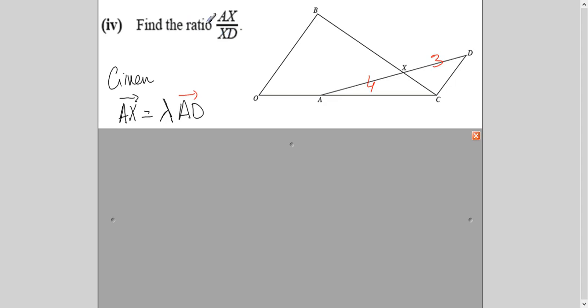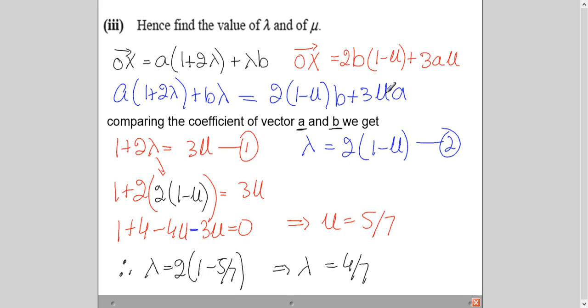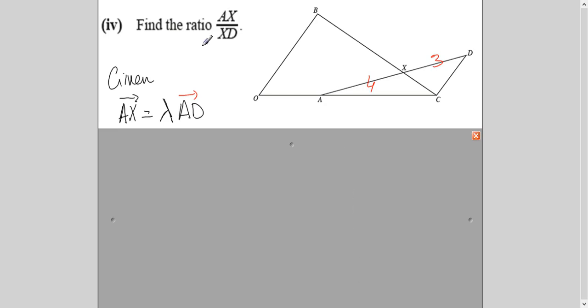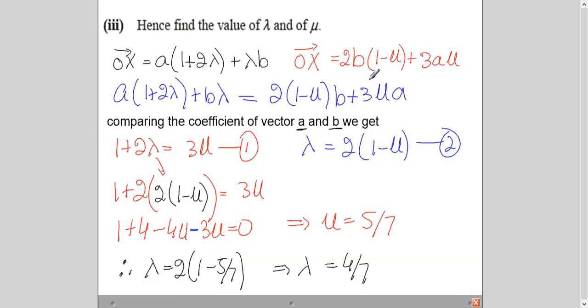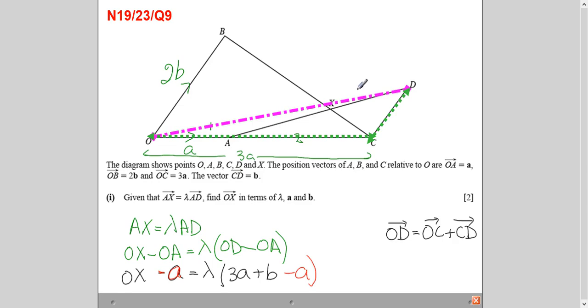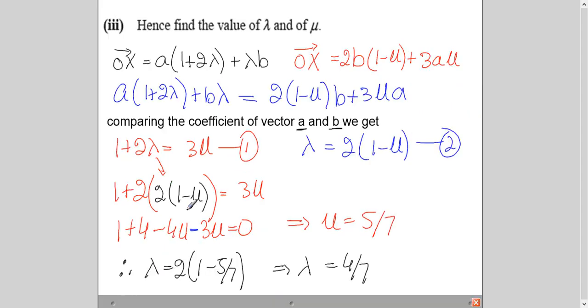The last part of the question is about the ratio. Interesting part. Find the ratio AX over AD, and this part is usually of 1 mark, right? Now if it is 1 mark, what information do you have here? This was the diagram, right? And the value of lambda you have gotten is 4 upon 7. So AX is equal to lambda times AD. This is given to you in the question. You don't need to brainstorm here. Here it is: AX is equal to lambda times AD. This information was given to you here.